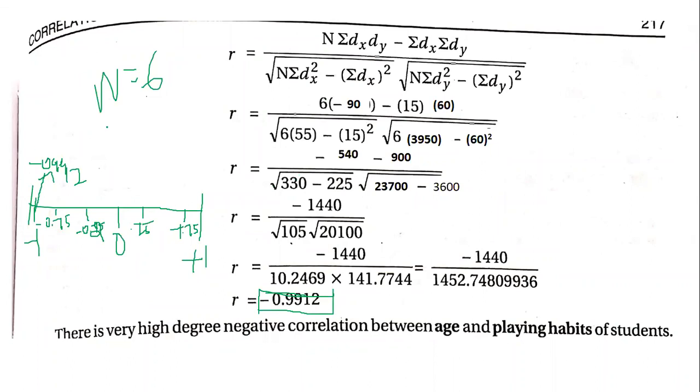Is it high, moderate or low? Which degree will it come? From minus 0.75 to minus 1. It is minus. I want more answers. I want everybody to answer. Be participative. Any more answers coming?